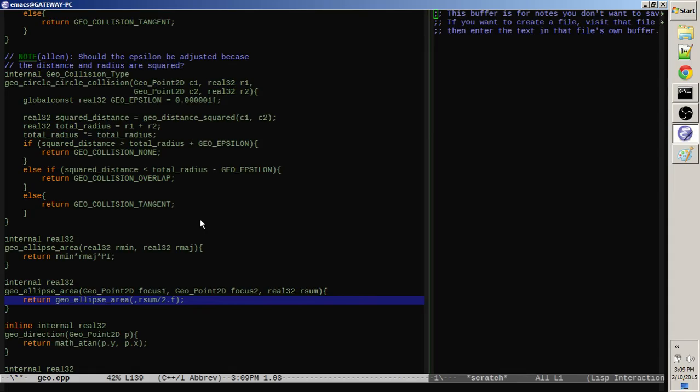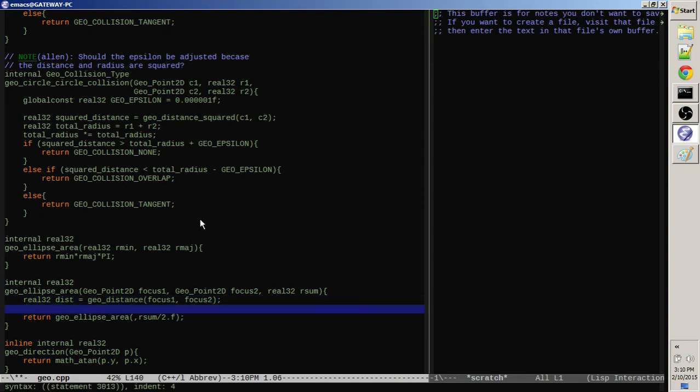So let's see, the distance between the foci is geo distance focus 1, focus 2. And then if I divide that by 2, I get the length of a short leg.